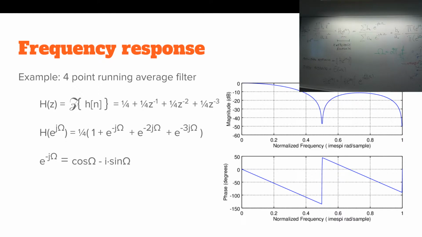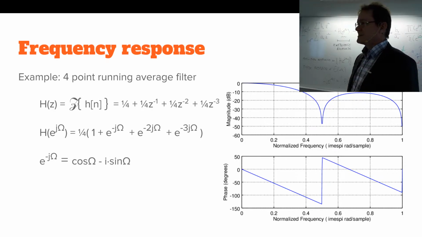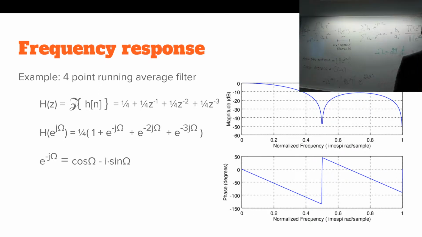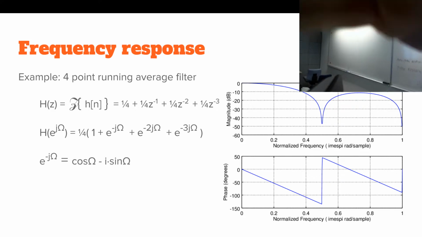By the way, I will probably put another decibel calculation on some of the later exercises. There's still some mistakes on decibels on the first exercise. All right. So 4-point running average, and it has... Okay, let's see. I need to go to another whiteboard now.